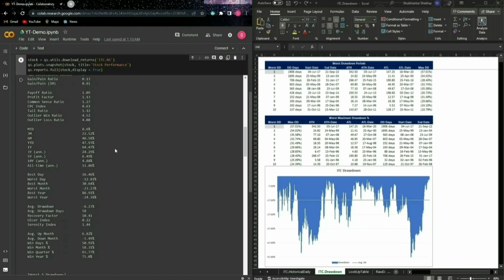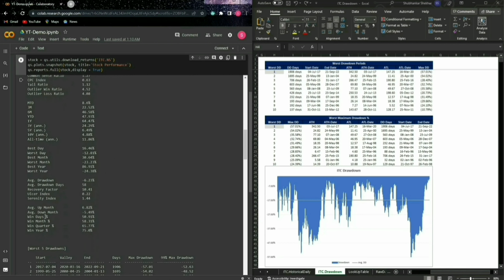Going down a bit here, we can see, okay, win days, right? So win days in terms of days, right? The winning chances of ITC happens to be 50.91%, right? Whereas on a monthly basis, it increases actually to 58.31%. And so is the case for the quarter as well as year.